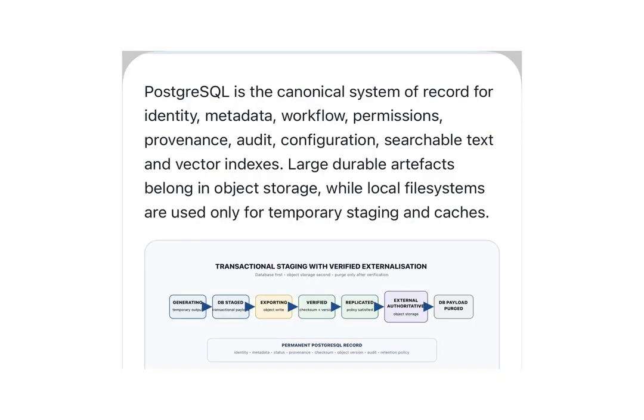The final diagram addresses how data is kept consistent. PostgreSQL is the canonical system of record, holding identity, metadata, workflow, permissions, provenance, audit, and search indexes. Large durable artifacts, the documents, audio, video, models, and rendered outputs, live in object storage instead. This figure traces the lifecycle that keeps the two in step.